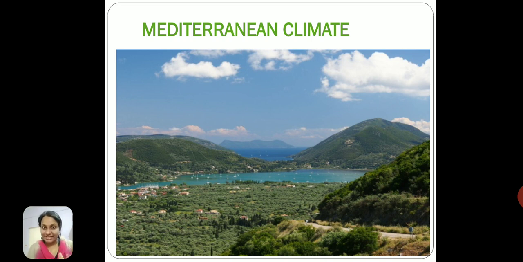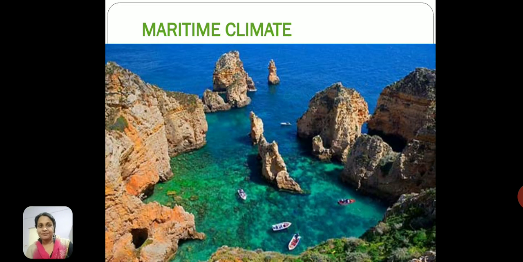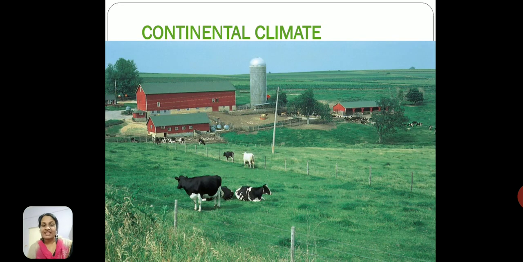One is the Mediterranean climate, which is obviously near the Mediterranean Sea. Next is the maritime climate. There are very minute changes in the climate in these regions. Then you have the continental climate. Now this is an image of a grassland, so you can see that it is a huge rolling pasture of grass, green fields, and it's full of grass which the animals can graze on. That is why you'll find a lot of dairy activities taking place in these continental climates.